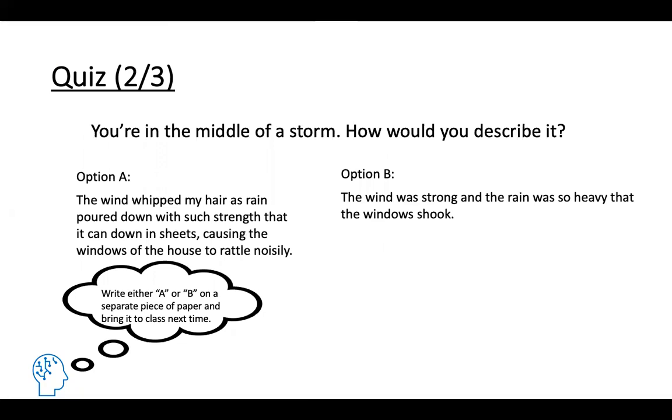Here is question number 2 of the quiz. So you're going to write either A or B on that same piece of paper, and then you're going to pause the video to work on this question, and don't forget to press play to move on to the last question.